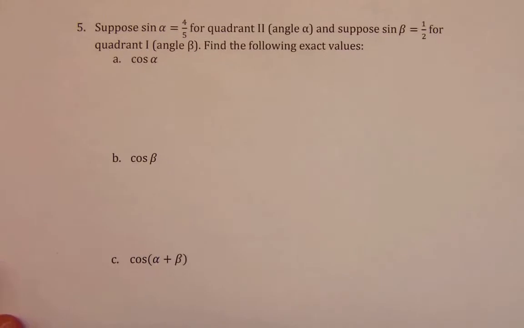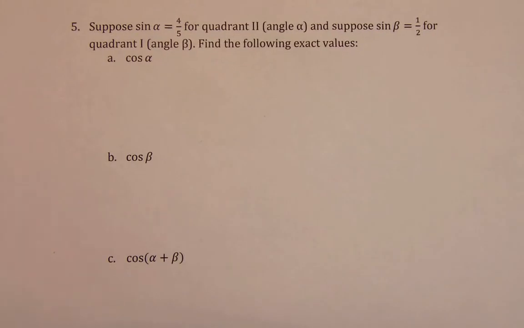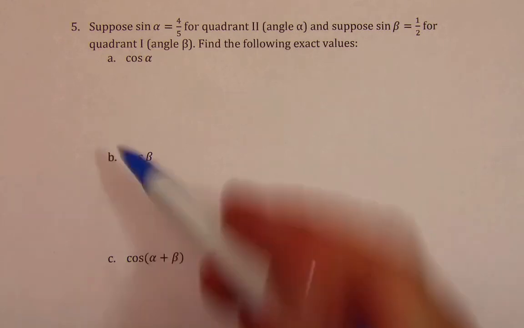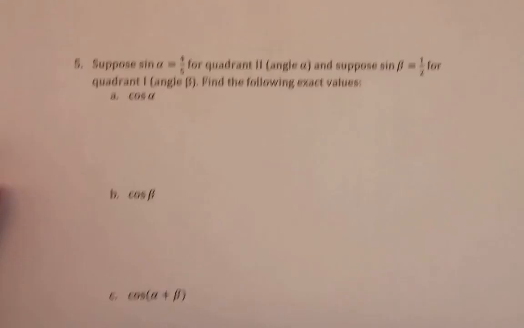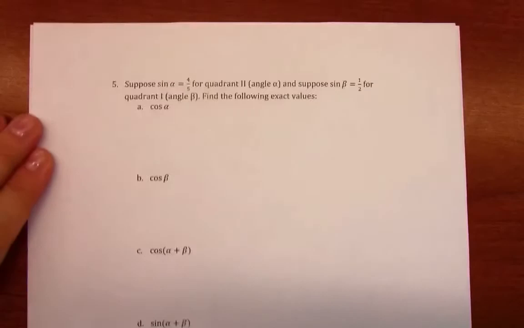So it says, suppose that sine of alpha equals 4 over 5 in quadrant 2 for an angle alpha, and suppose sine of beta is 1/2 in quadrant 1. So we need to go ahead and find the following values. I'm going to draw some pictures for this, and I'm actually going to zoom out a little bit so we can see all of this.